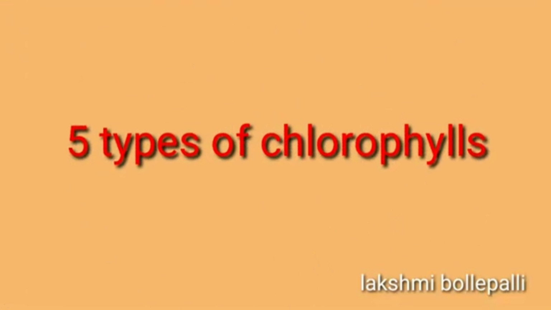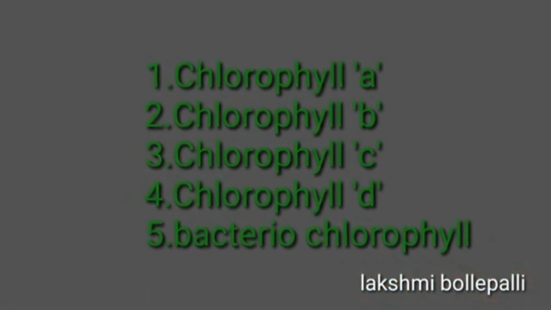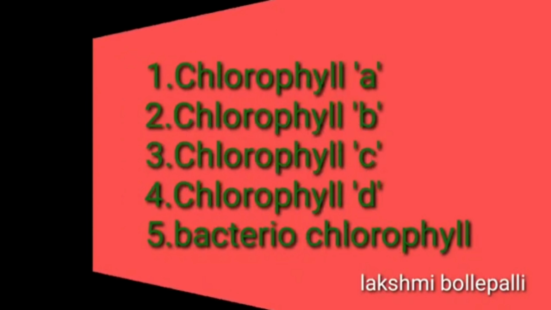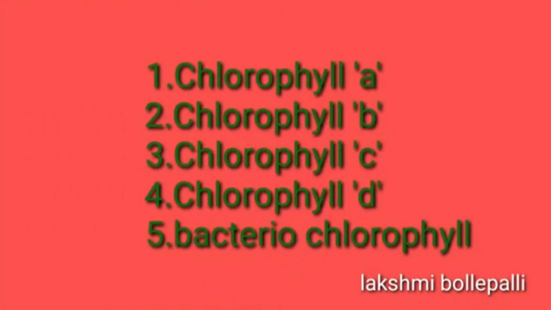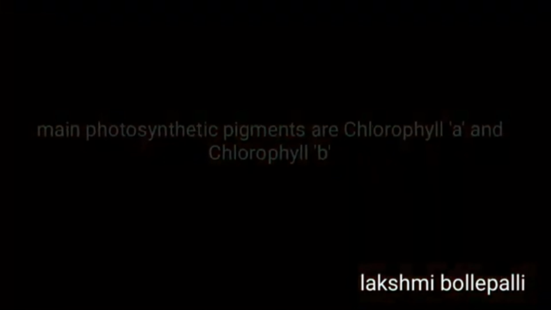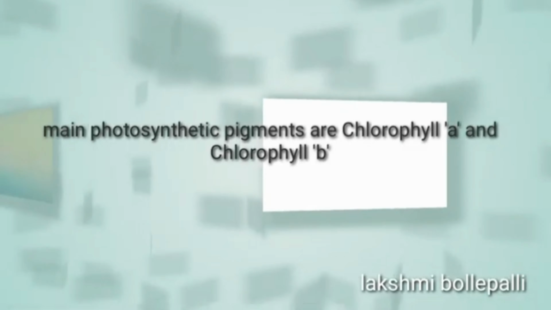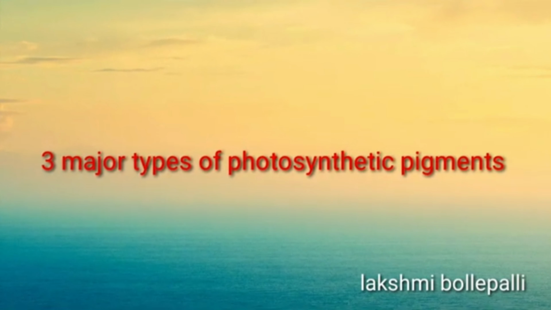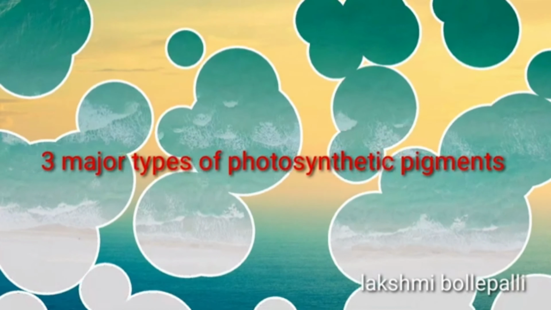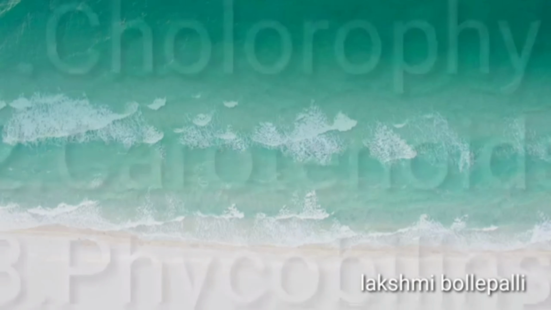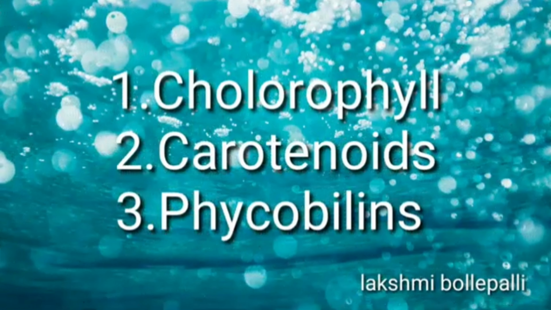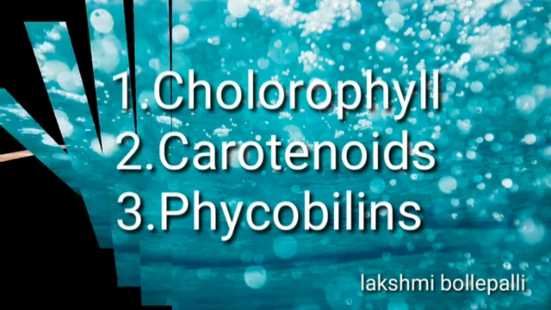There are 5 main types of chlorophylls: chlorophyll A, chlorophyll B, chlorophyll C, chlorophyll D, and a related molecule found in prokaryotes called bacteriochlorophyll. In plants, chlorophyll A and chlorophyll B are the main photosynthetic pigments. There are 3 major types of photosynthetic pigments. First one is chlorophyll, second carotenoids, third one phycobilins.